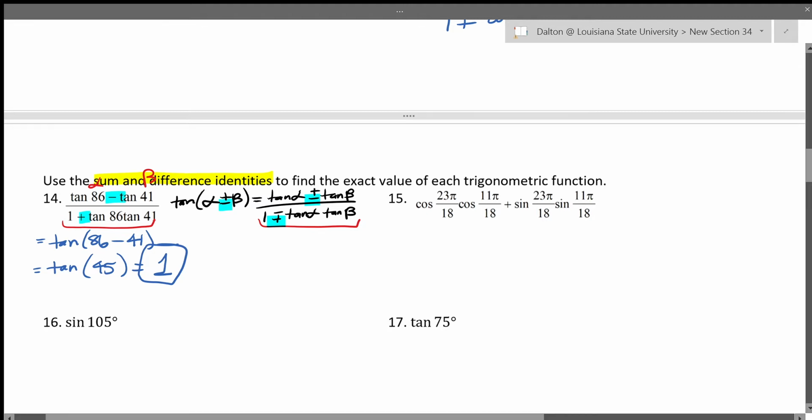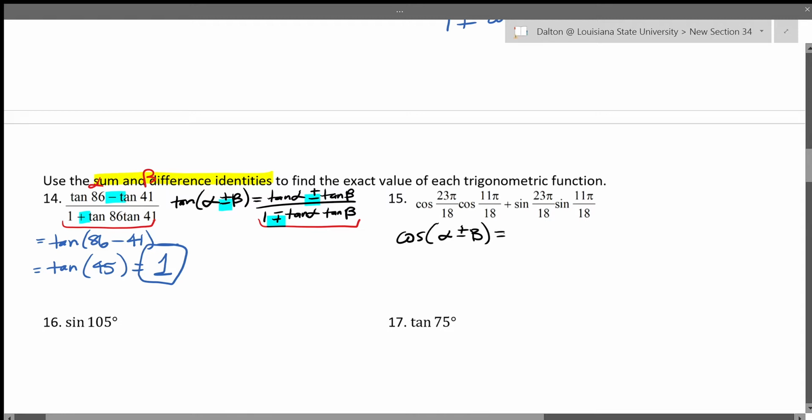I notice that they have common denominators of 18. So I will probably be able to add and subtract them just fine because they have common denominators already. First thing to note is you have to figure out which identity matches the pattern. The pattern of this is cosine, cosine plus sine, sine. If you look at your sum and difference identities, this one matches cosine of alpha plus or minus beta equals cosine alpha times cosine beta minus plus sine alpha sine beta.